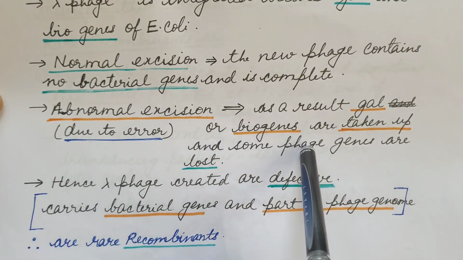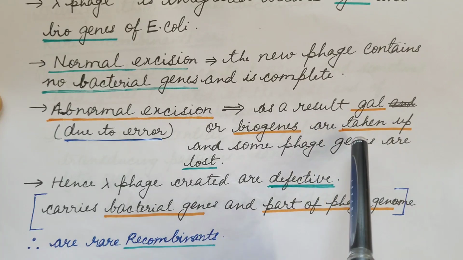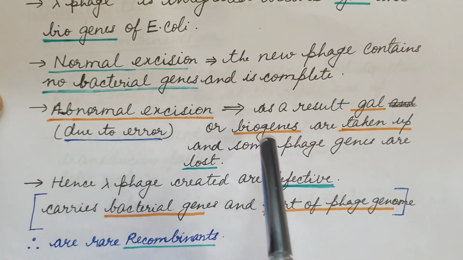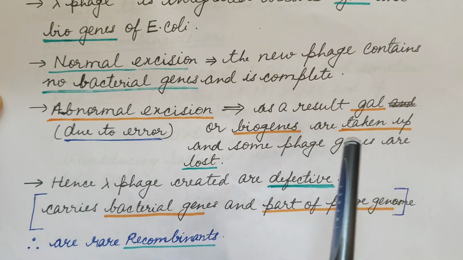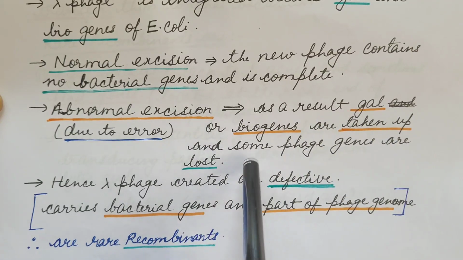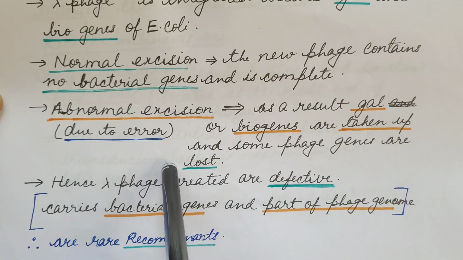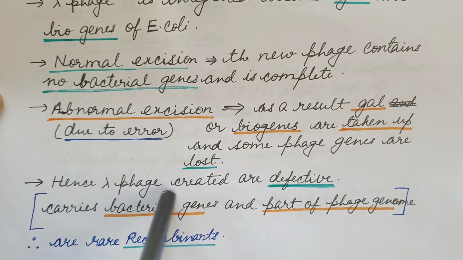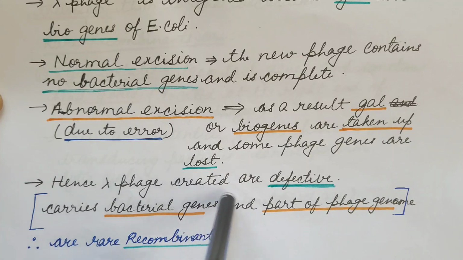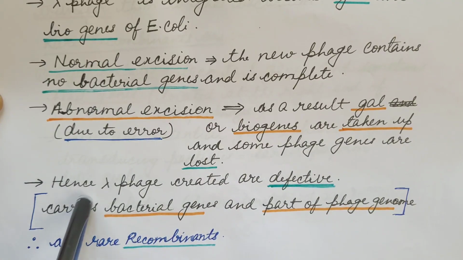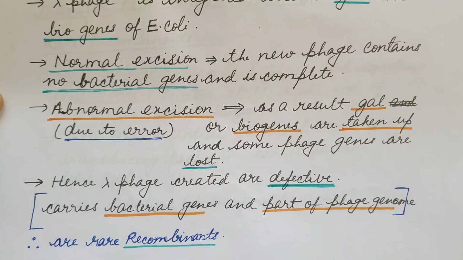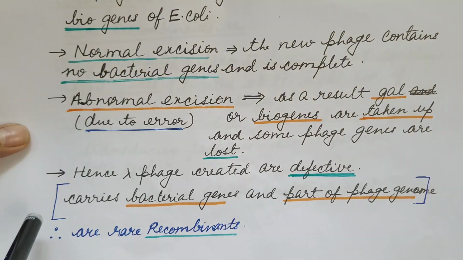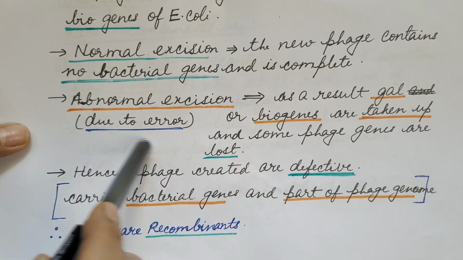Gal or bio genes which are present adjacent to the attachment site of the prophage or phage DNA are taken up, and also some of the phage genes are lost. Hence the lambda phage, that is, the transducing phages that are created, are defective. These carry bacterial genes and also part of the phage genome, and some of the phage genes are lacking, and these are known as rare recombinants, as this type of excision is rare.